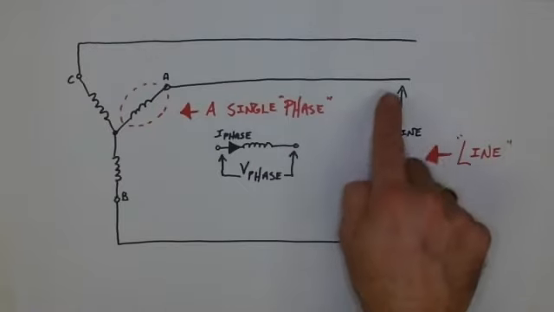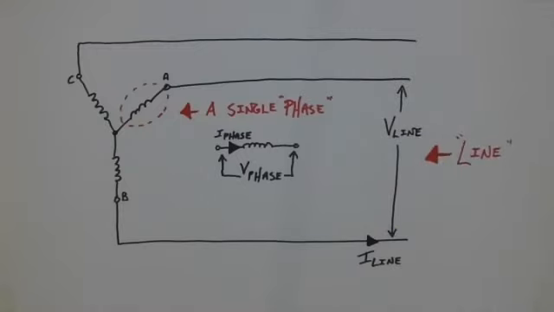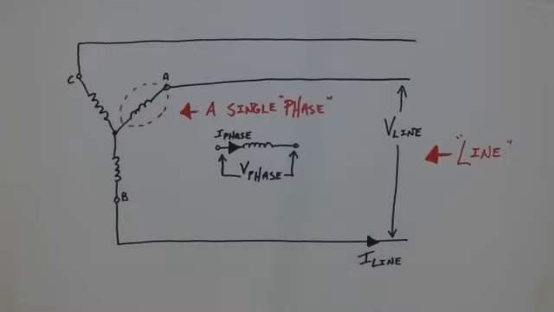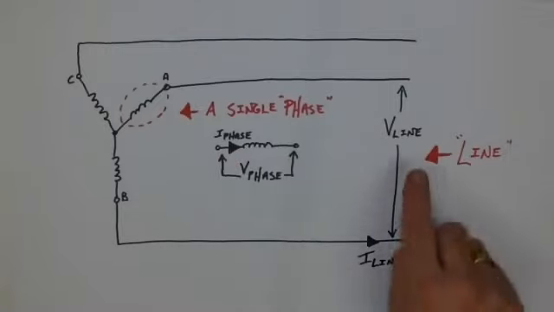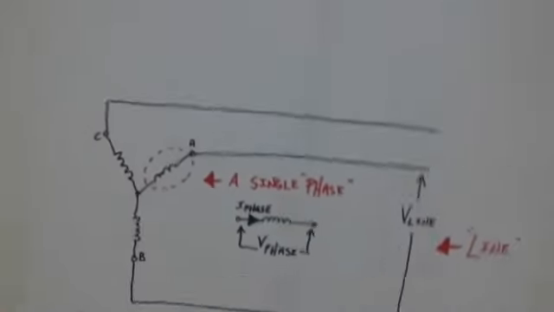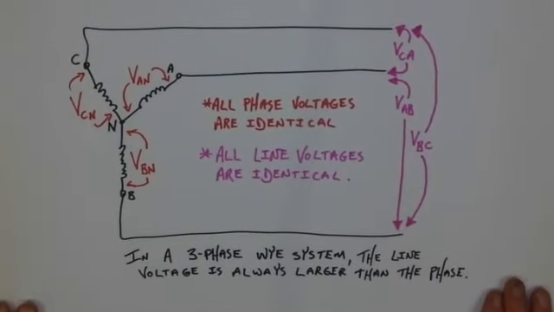And we can see here that if we measure between two of the line conductors, we will get a line voltage also. So there is a phase current and a phase voltage. There is also a line voltage and a line current. In a Y system, we can start to make some pretty significant assumptions.